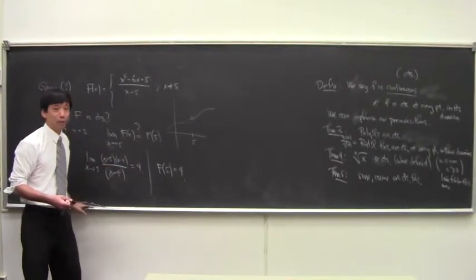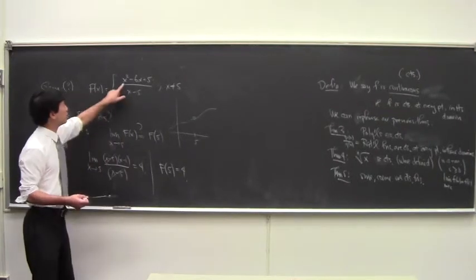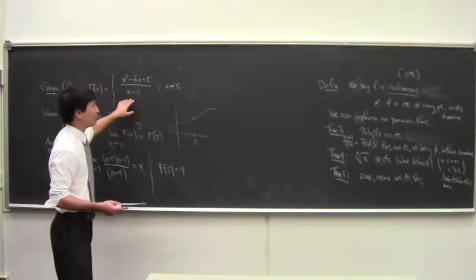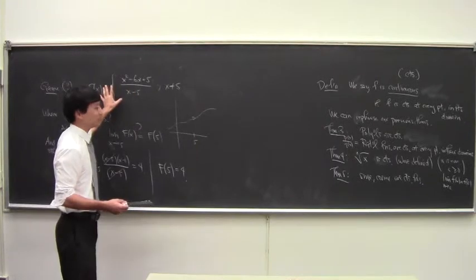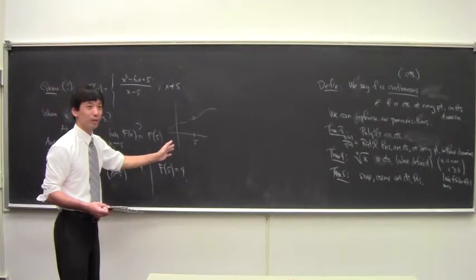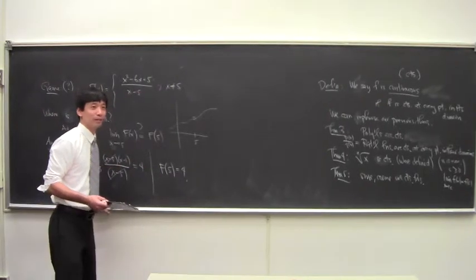Is that a rational function? This is a rational function. So then, is 5 in the domain? So this function is continuous outside of 5. Oh, okay. Sorry, I was thinking. 5's not in the domain. Okay, yeah.